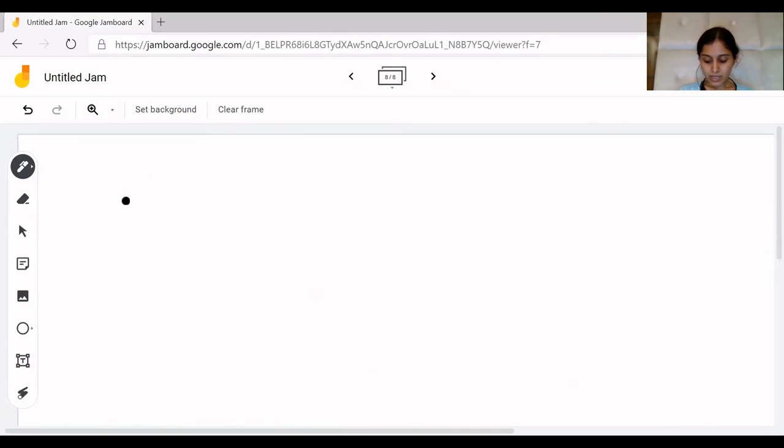Properties of vector addition. Vector addition is commutative. If a bar and b bar are any two vectors, then a bar plus b bar is equal to b bar plus a bar. Vector addition is commutative. Okay.